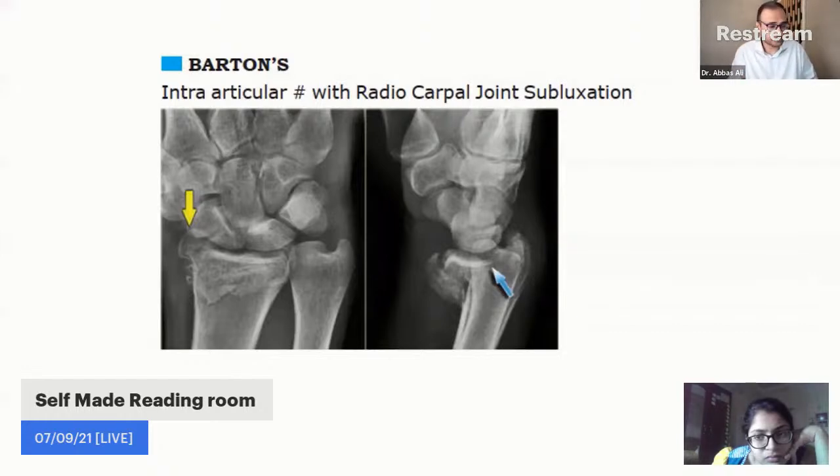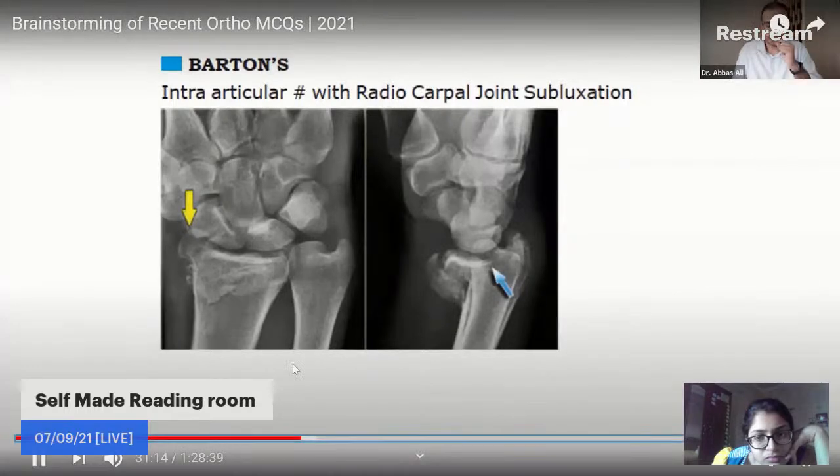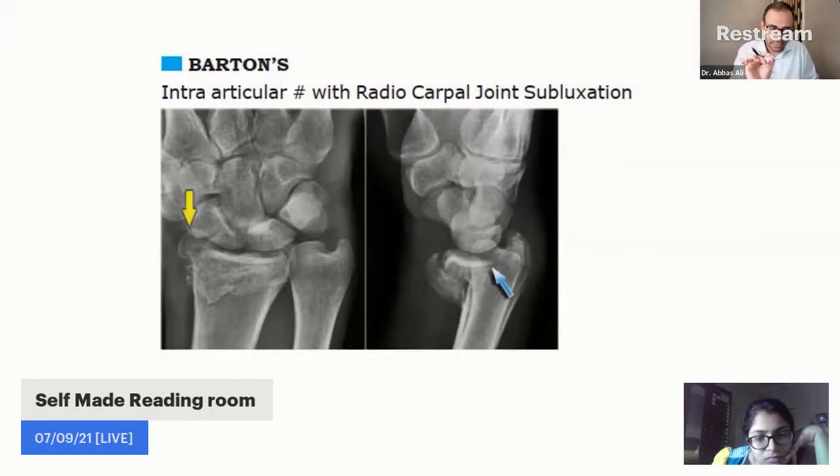Now listen to me very carefully. Mansi just told me that she's unable to differentiate between Chauffeur's and Barton's fracture. And it's a crime if you can't do that. How should you do that? First of all, look at both AP and lateral views. Okay, look at AP and lateral views.